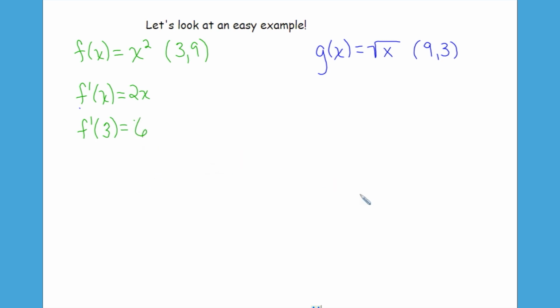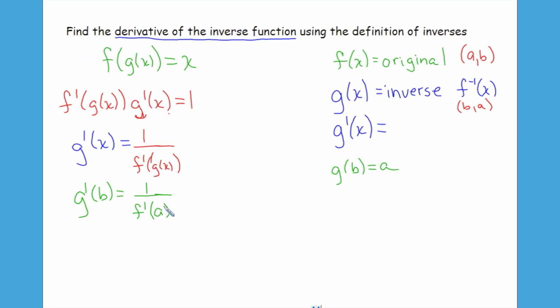So what we're saying is, if we want to find, and I'm going to write it at the very end because this is what we should end up with, what we're saying is that g prime at 9 should be equal to 1 over that. Okay? That's what we said in our definition of our derivative over here. That g prime at 9 should be equal to the reciprocal of the original function's derivative at the other number, at 3. Okay?